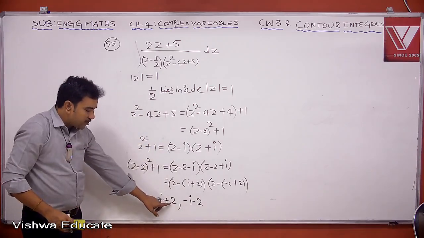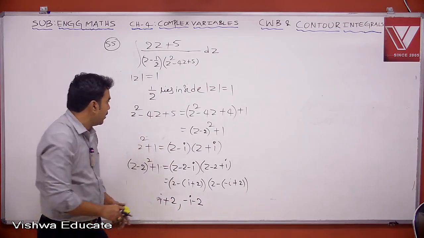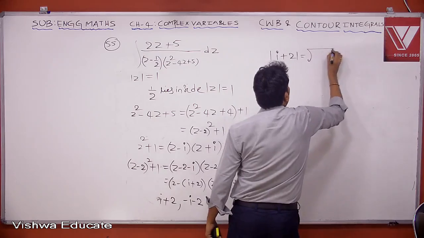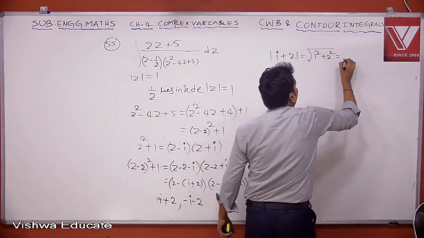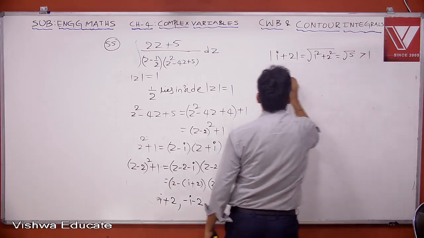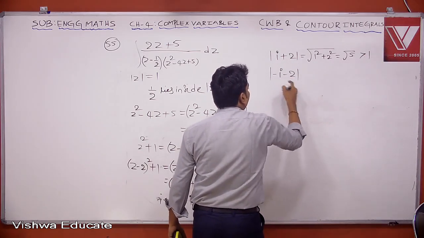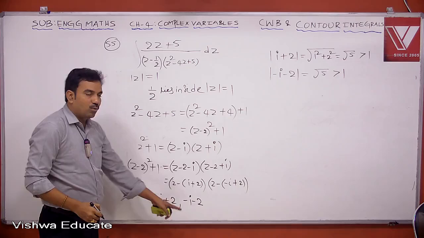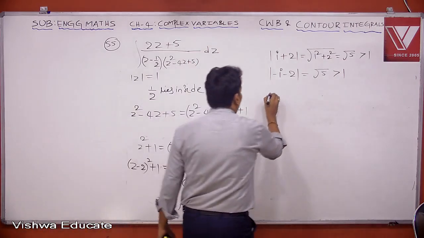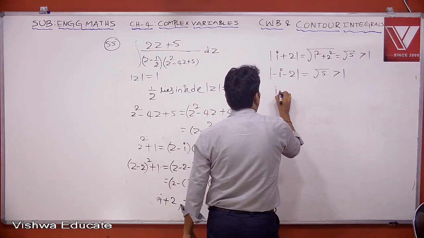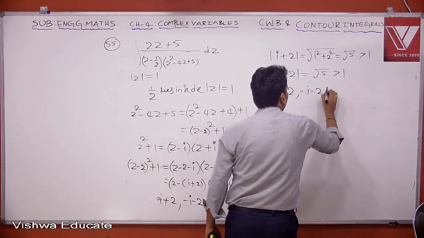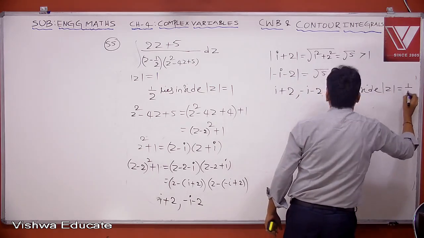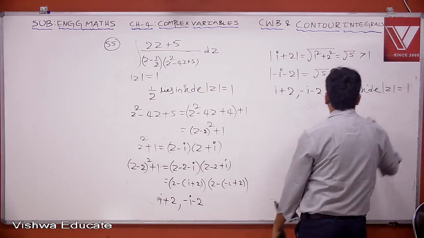When you find the modulus of this, actually this is the complex conjugate of this. Let us find the modulus of I plus 2. This is square root of 1 square plus 2 square, which is square root of 5. It is greater than 1. Similarly, modulus of minus I minus 2 is again root 5, greater than 1. So these 2 points lie outside this circle. So only 1 by 2 lies inside, but I plus 2 and minus I minus 2 lie outside the circle mod z equal to 1.